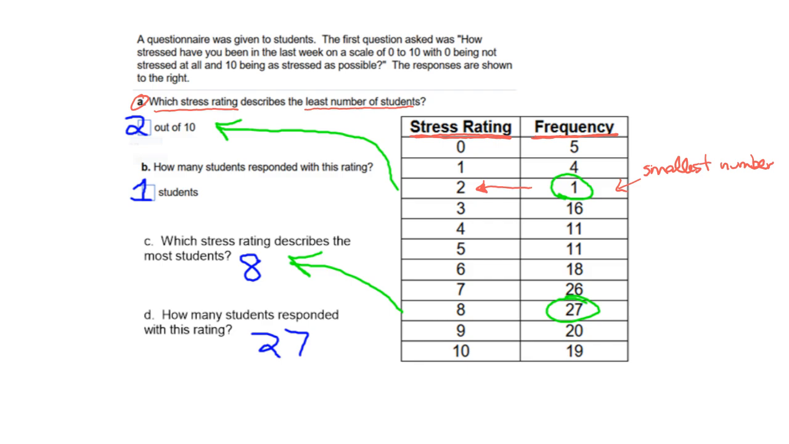Part C, which stress rating describes the most students? So again, on this one, we're looking for the highest count on the frequency. So this is the highest frequency, or the most. And this refers over to the stress rating of 8. So which stress rating describes the most students? That's the stress rating of 8. How many students responded with this rating? And that is 27 responded with the rating of 8.